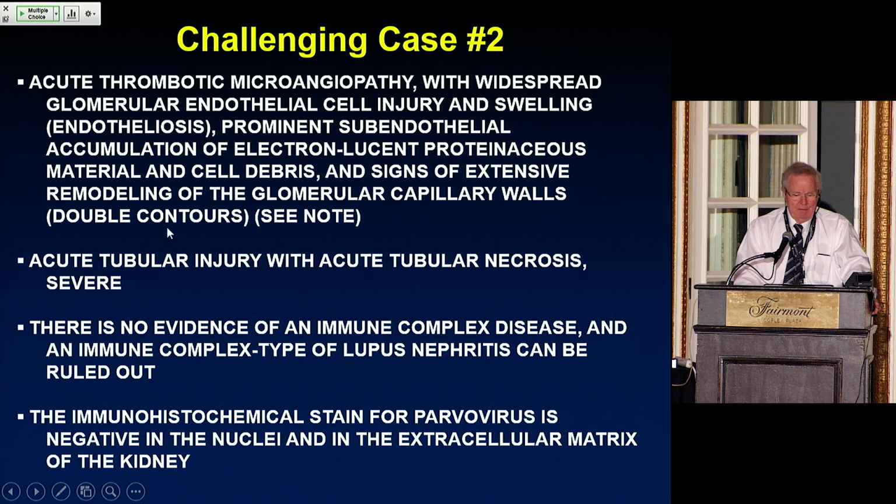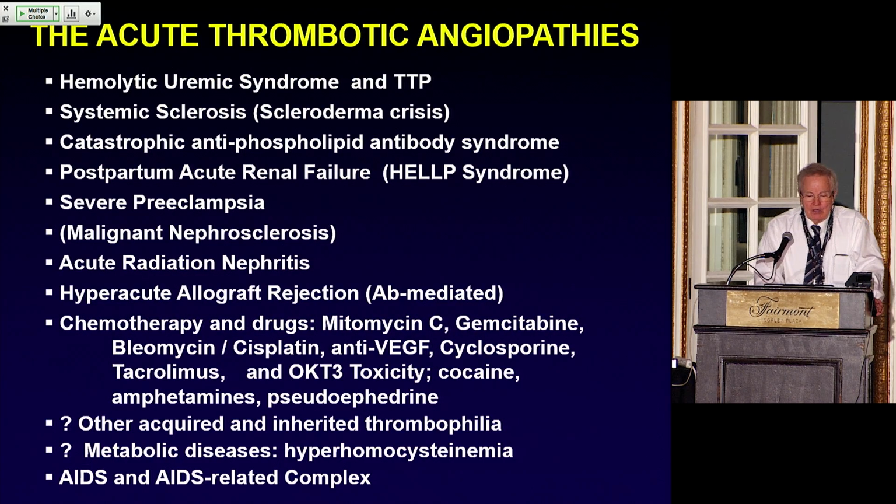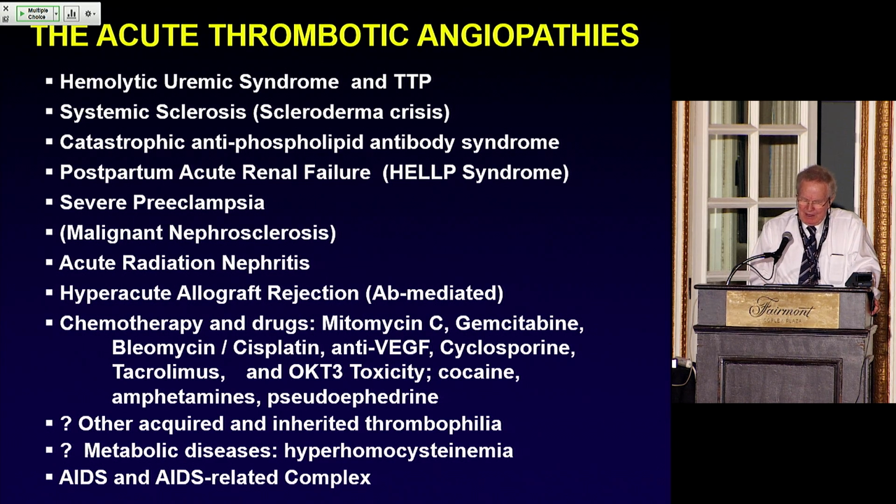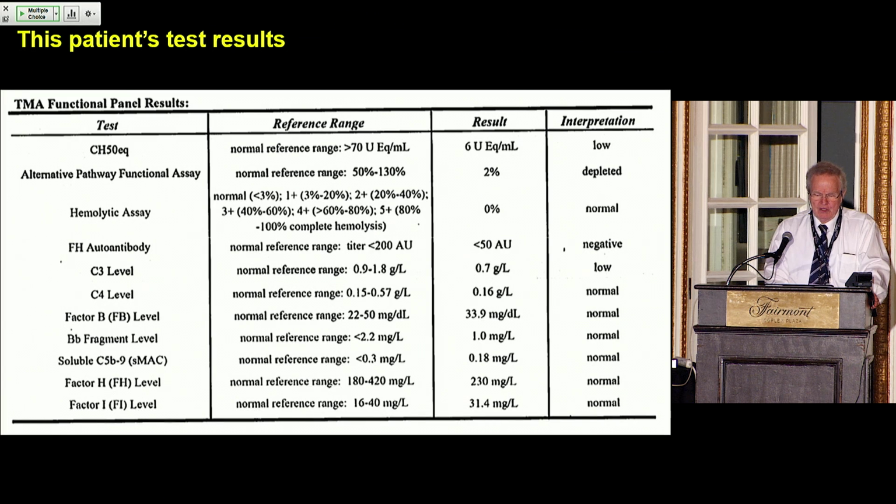So the patient, in addition, has acute tubular injury, of course, and there is no evidence. There wasn't a single immune deposit by fluorescence or by EM, even though the patient had this history of lupus or some kind of an autoimmune disease. So the acute thrombotic angiopathies come in so many flavors clinically, but basically from a pathophysiologic point of view, and this may be important for you to remember, what are the diseases that are associated with this type of injury.